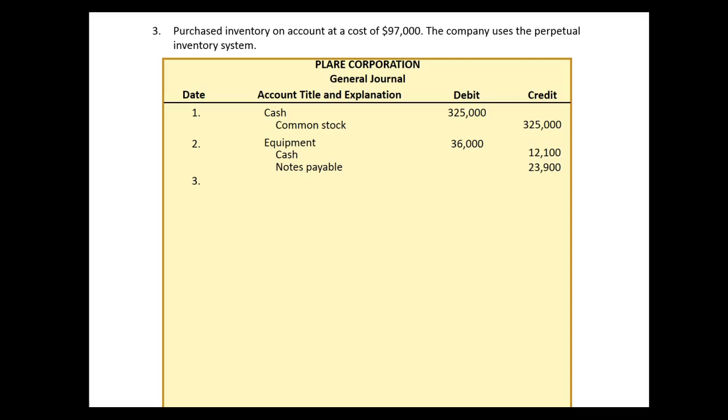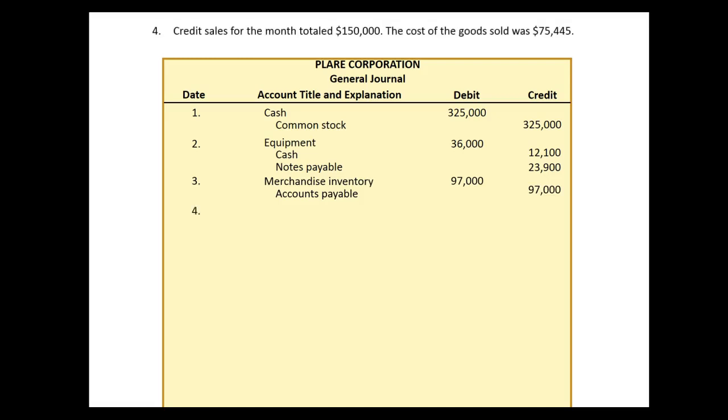Next, we purchased inventory on account at a cost of $97,000. The company uses the perpetual system. Inventory is an asset. To increase an asset, we debit it. But we purchased it on account, which means we haven't paid for it yet. So we have an accounts payable, which is a liability. When a liability increases, we credit that liability. Do you see in every one of these journal entries our debits equal our credits?